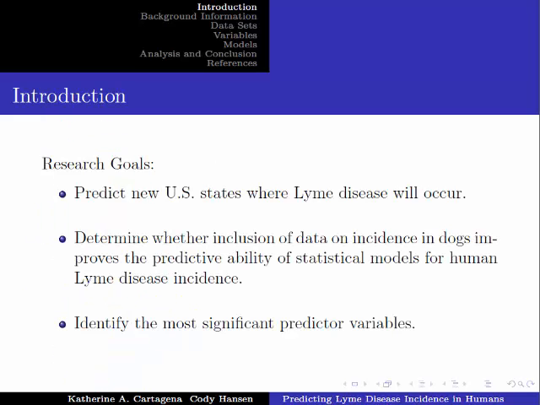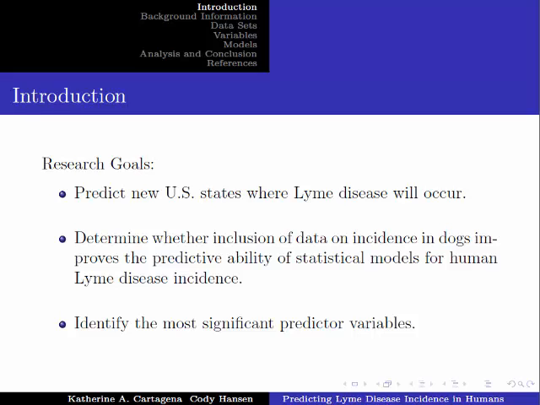In our research, we had three primary goals. The first was to predict new U.S. states where Lyme disease would occur. The second was to determine whether the inclusion of data on Lyme disease incidence in dogs improves the predictive ability of statistical models for human Lyme disease incidence. The third was to identify the most significant predictor variables.